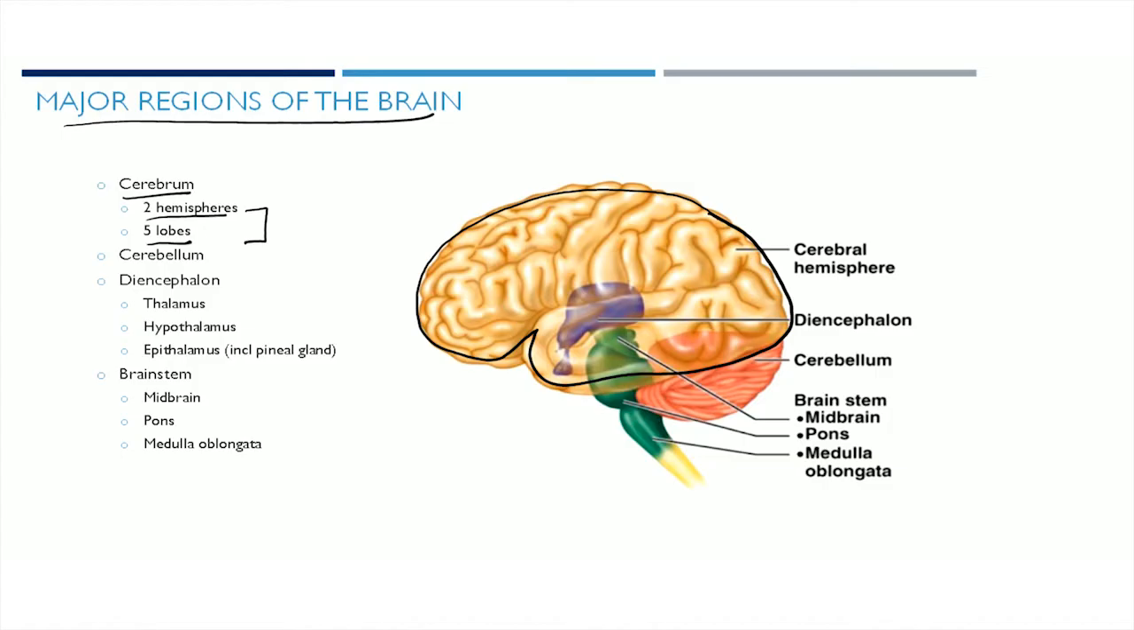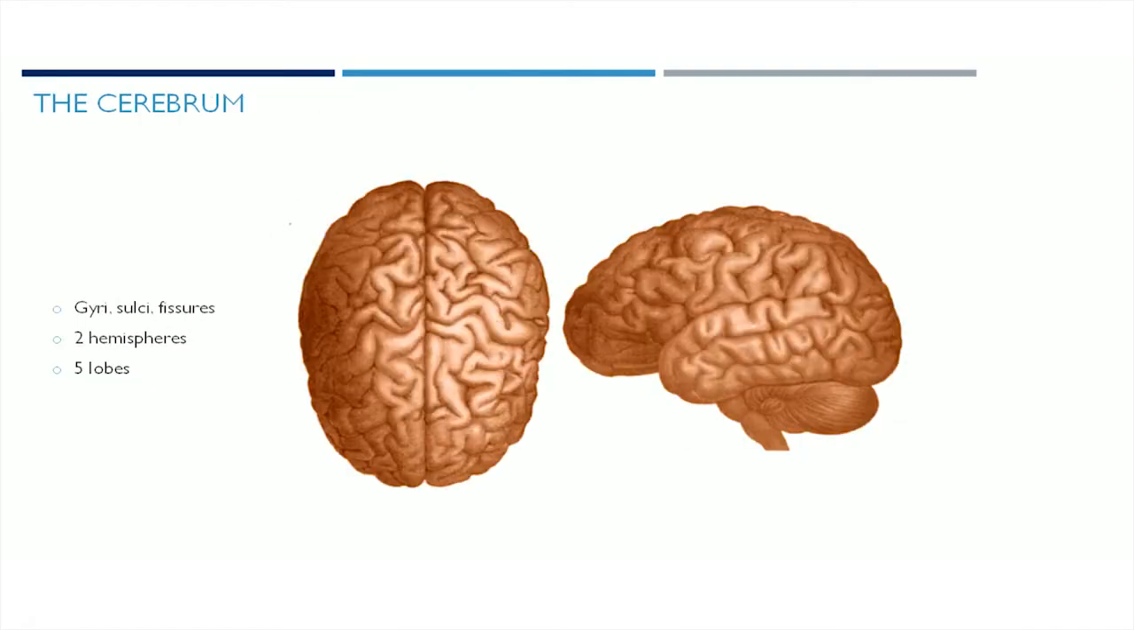You can see that other areas of the brain that won't be discussed until later videos are the cerebellum at the back here. We've also got the diencephalon, this area in here. And then we've got the brainstem, this area down here that connects the brain onto the spinal cord. So all of these areas here will be discussed in subsequent videos, and now we're going to focus on what the cerebrum is.